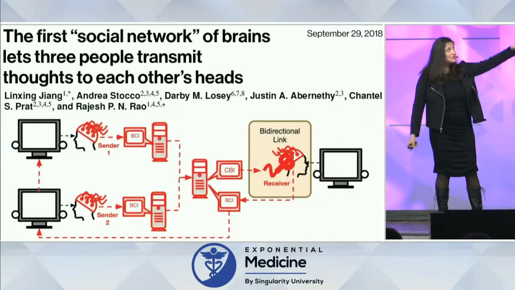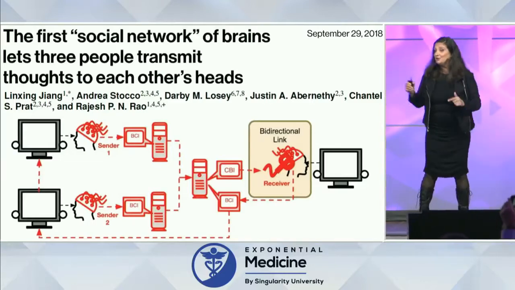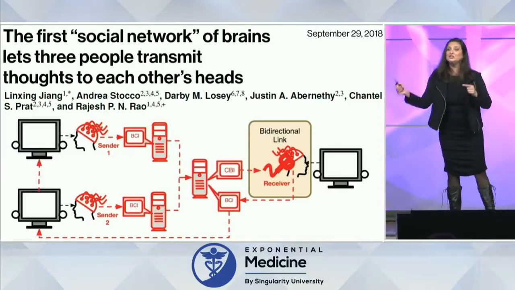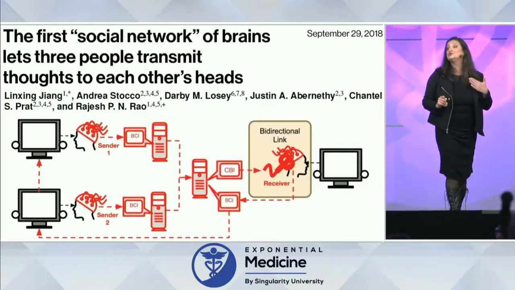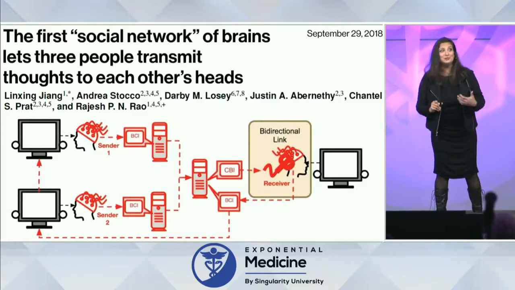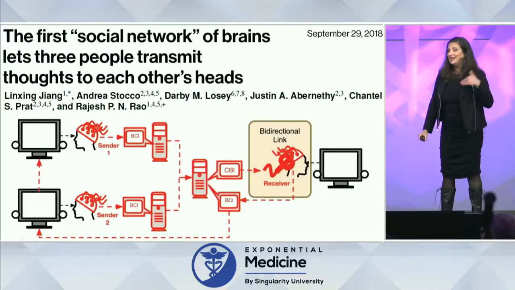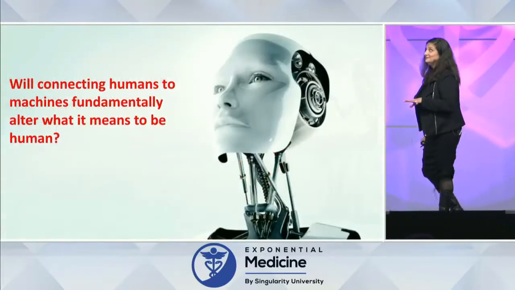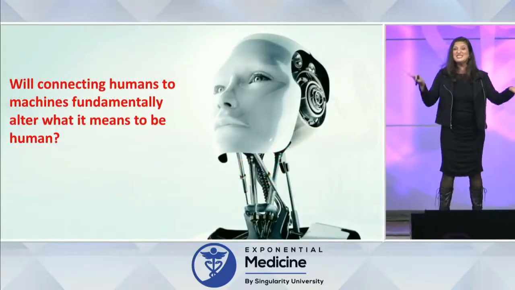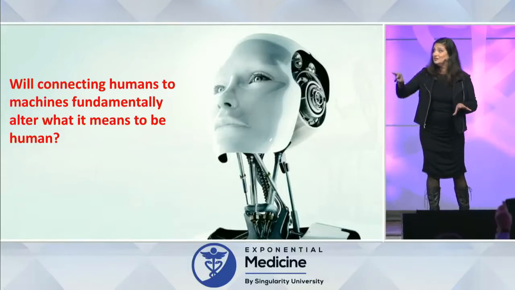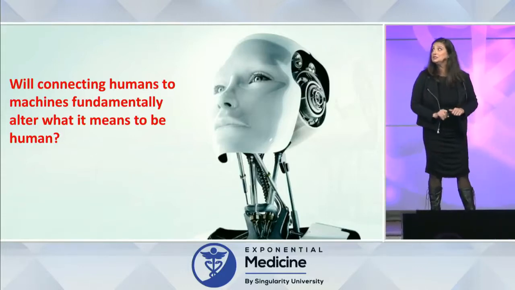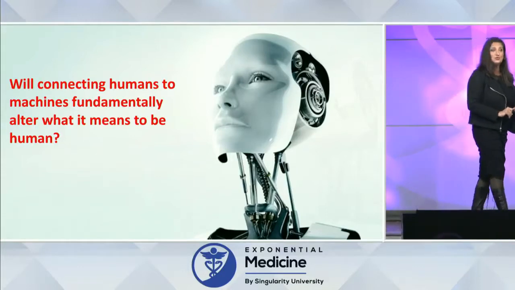And just a few weeks ago, just last month, the very first 3-person telepathy social network was set up to play Tetris together using a really, really similar approach. And so I'm going to leave you with this thought. We're getting to an age, and you're going to see a lot of that in this morning session. Will connecting humans to machines fundamentally alter what it means to be human?